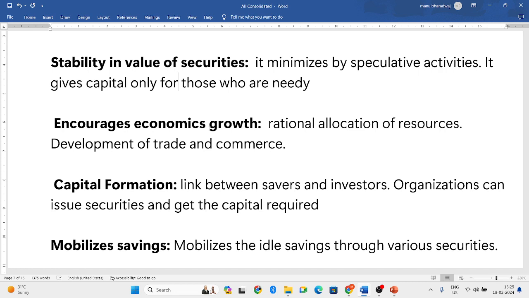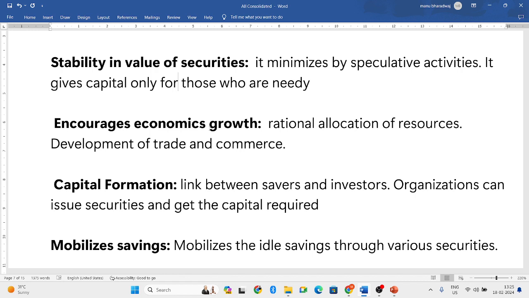Next, capital formation. Whichever company requires money will issue shares in the primary market. It will issue financial securities in the primary market and get the money for that.